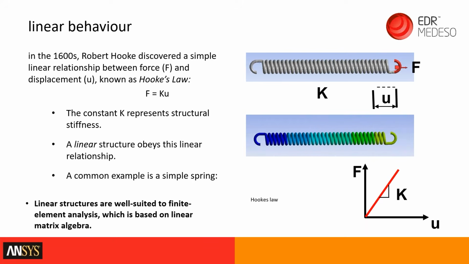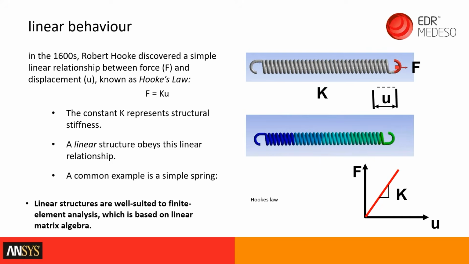Certainly for a small amount of loading, most structures obey Hooke's law. They have a linear relationship with respect to force and displacement. A common example is a spring. You apply a load, it deforms, and then you remove the load, and it goes back to its original shape, and it deforms proportionally with respect to the load that you're applying.